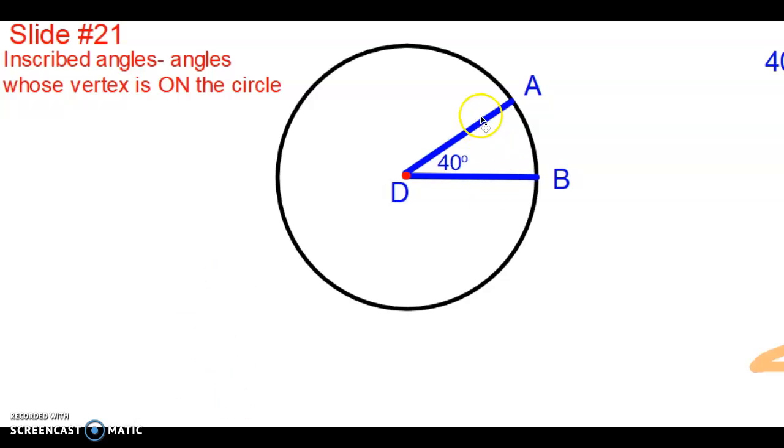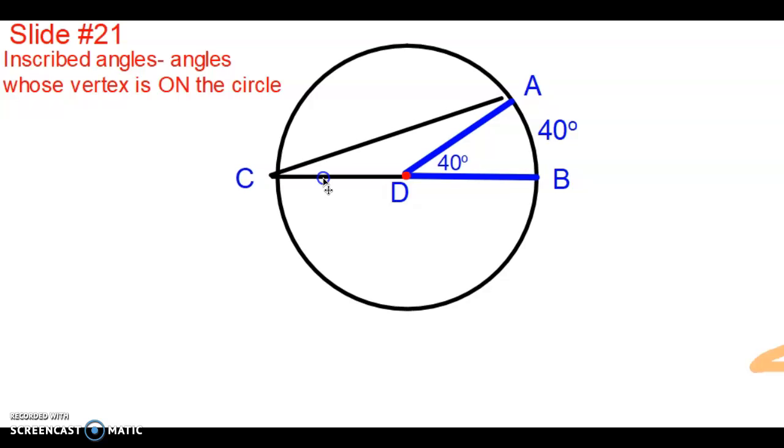And we know that ADB is a central angle because its vertex is at the center. Well, if this angle right here, ADB, is 40 degrees, then that makes the arc also 40 degrees. Arc AB is 40 degrees. Central angles are the same as the arc.